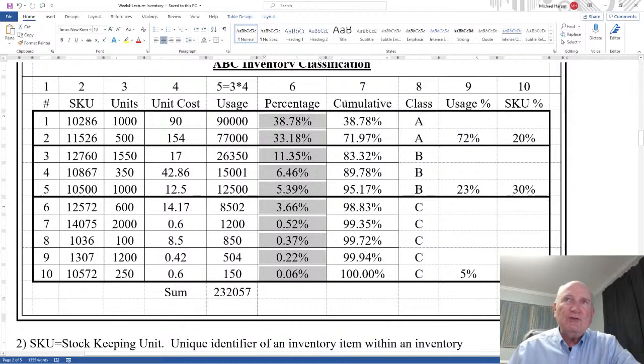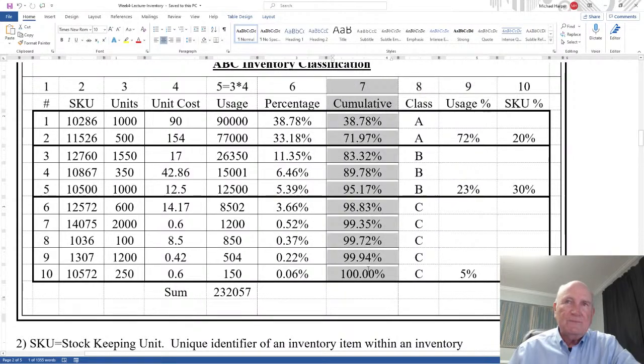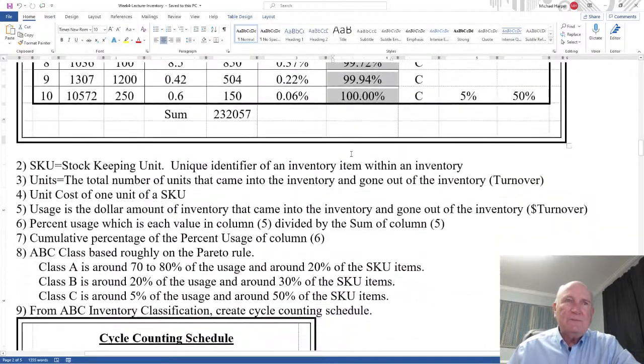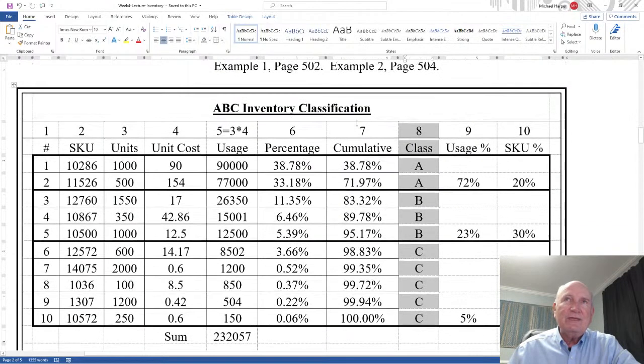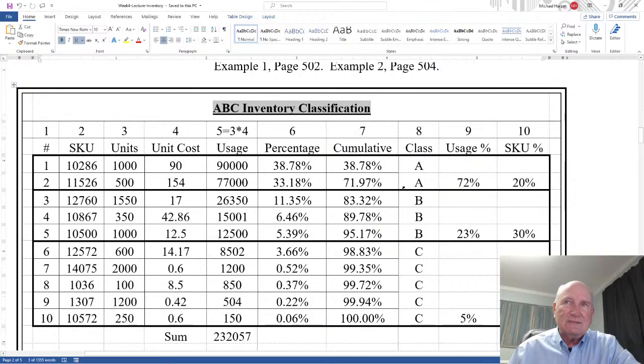And then we have a cumulative percentage. Column 7 is cumulative percentages. So we start with 38.7. 38.7 plus 33.18 is 71.97, plus 11.35 is 83. So we just accumulate, or have cumulative percentages, all the way to 100%. Now at this point, on column 8, we come to the classification in the ABC classes.